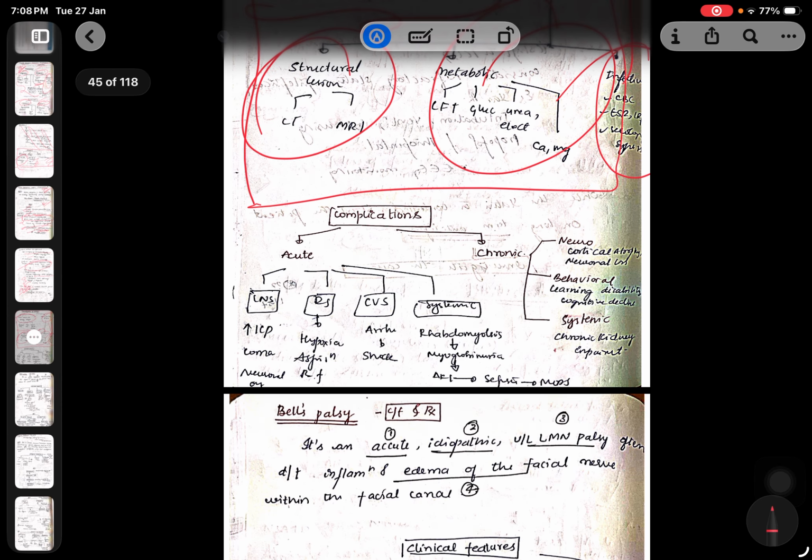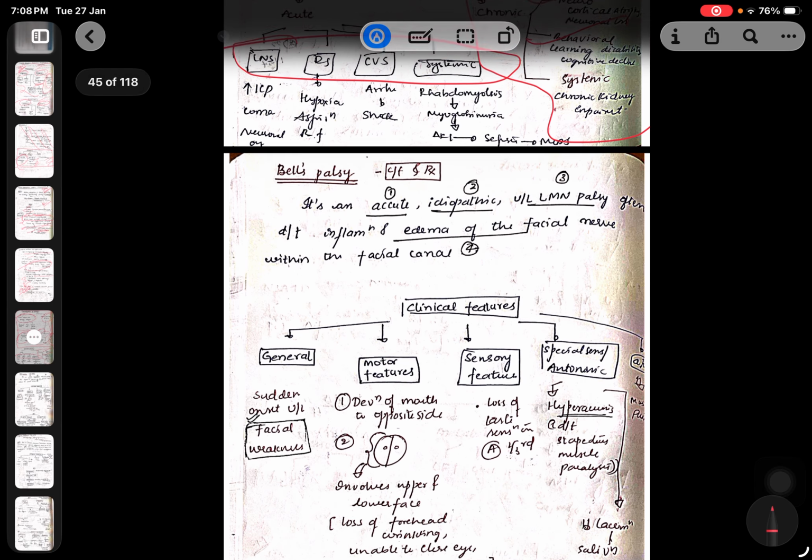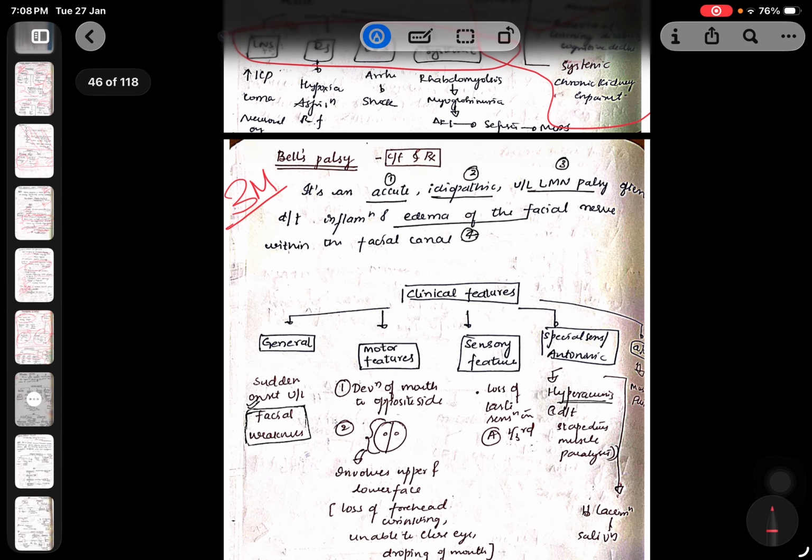Then complication, again acute and chronic. Make sure you know the chronic part of this well. Same thing, because it's a CNS thing, you have to write about neurology. Then obviously behavior will get affected, and also in the acute part, make sure you write all the systemic things. Then Bell's palsy, it's a potential 3 marker question.